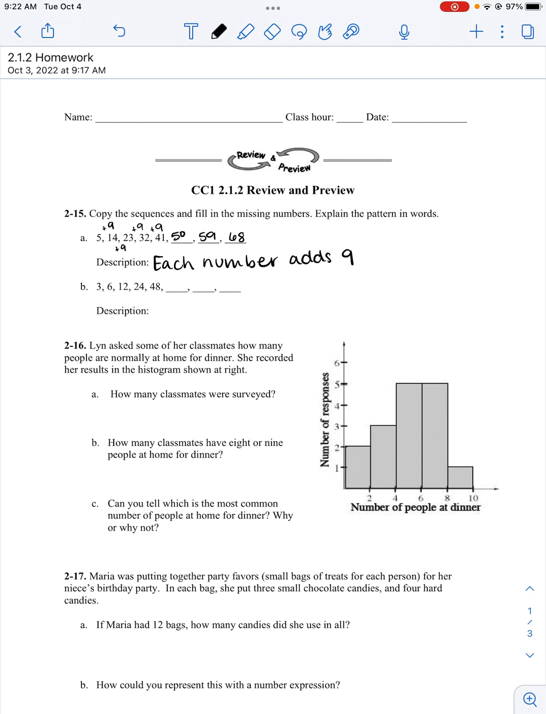Okay. For part B, I'm going to start the same way. 3 plus 3 is 6, but 6 plus 3 is not 12. 6 plus 3 is 9, so this would be plus 6, and this would be plus 12. And plus 24. So there's a pattern here.